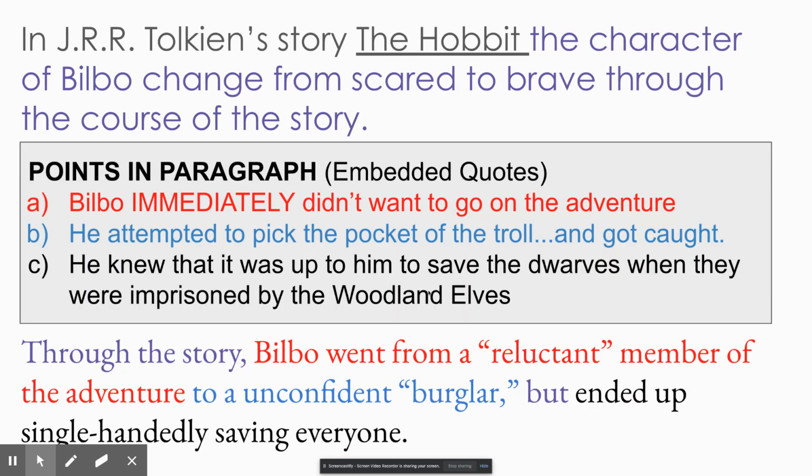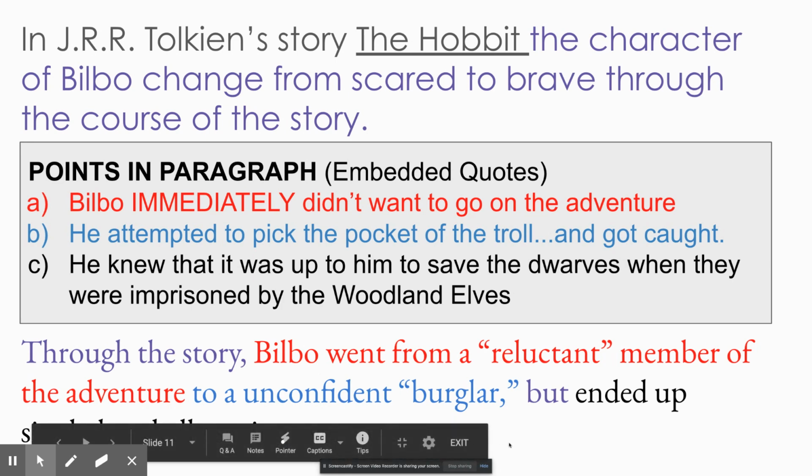Like, for instance, here is my topic sentence. If my points are, I have embedded quotes that show this. Bilbo immediately didn't want to go. He attempted to pick the pocket of the troll and got caught. He knew it was up to him to save the dwarves when they were imprisoned by the woodland elves. I picked quotes that represented these. So don't think that this is the embedded quotes. This is just what it represents.